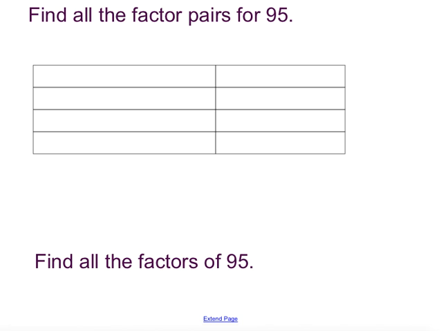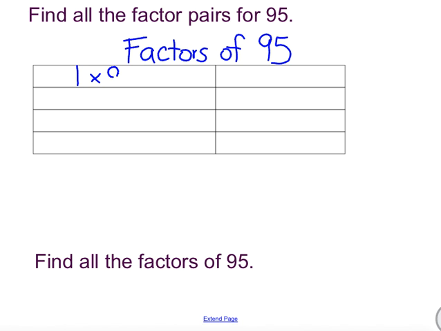So let's think. I'm looking for the factors of 95. Now 95 is a very large number, so it's beyond basic facts. We will use basic facts to help us, but we need to do a little bit more with division. So let's think of the factors of 95. Again, 1 and itself. So 1 times 95. That means the factor pair is 1 and 95.